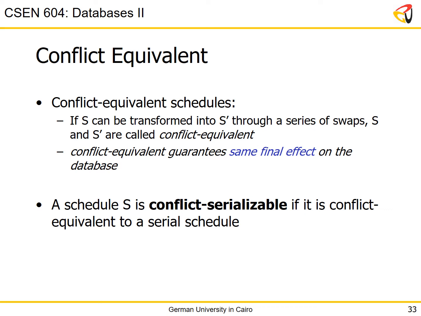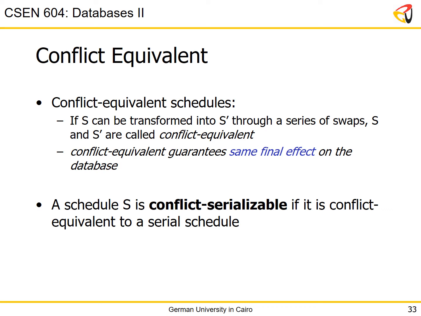Now, let me read it. It says, if S can be transformed into S bar, where S and S bar are schedules, through a series of swaps, S and S bar are called conflict equivalent. Okay, which means both of them respect the conflict that exists within. Now, conflict equivalent guarantees the same final effect on the database, which means that if you respect the conflict, you're not going to change the final result. Now, a schedule S is conflict serializable if it is conflict equivalent to a serial schedule.